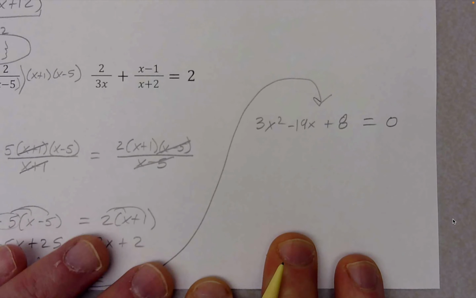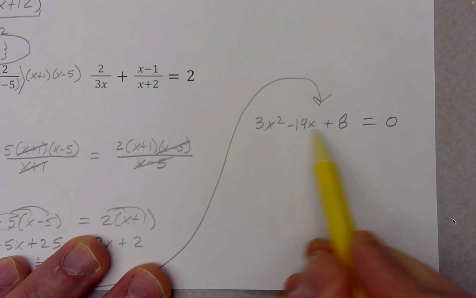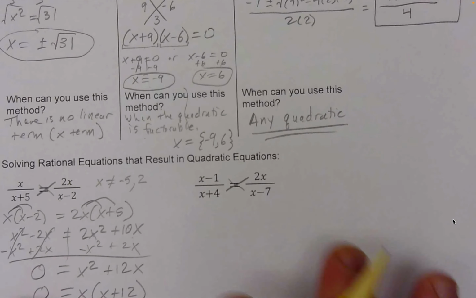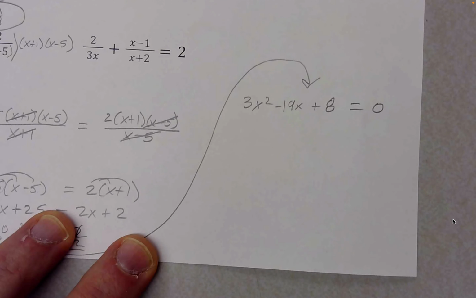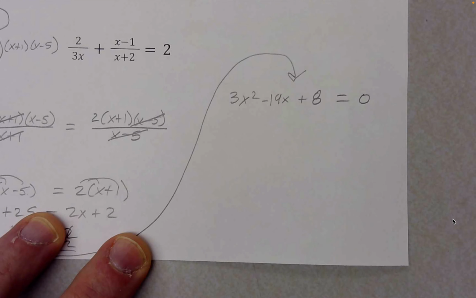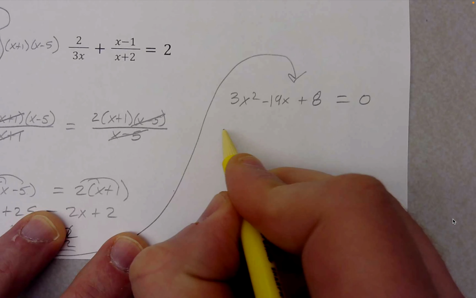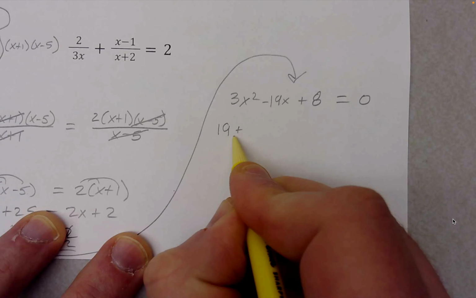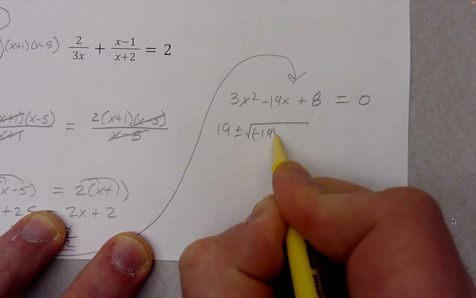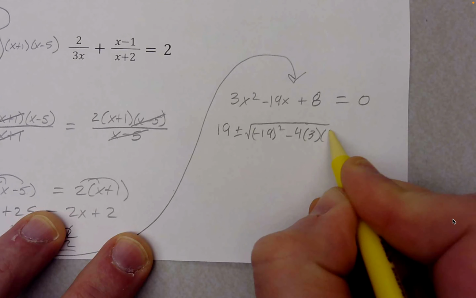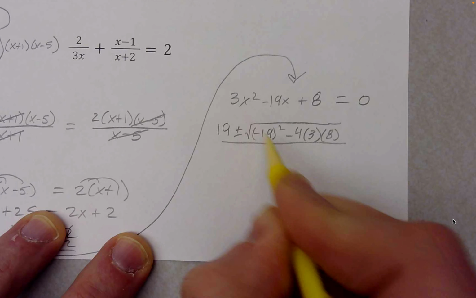Okay, now unfortunately I can't divide by 3 or anything like that. So this is where, if you wanted to, one thing I didn't go over here was you could also complete the square. If you liked that one, that's fine. I generally don't do that one, but you could complete the square. I'm going to just use the quadratic formula here. So negative b, so that's going to be positive 19, plus or minus square root of b squared, negative 19 squared, minus 4 times a, which is 3, times c, which is 8, all over 2 times a, which is 3.